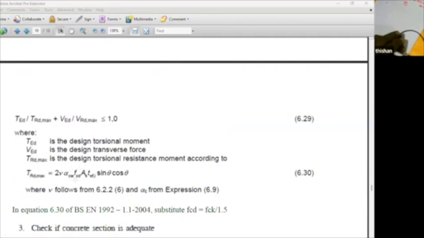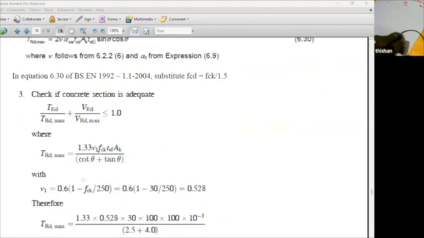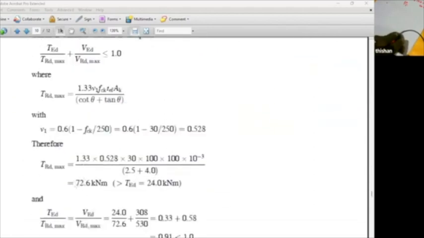30 divided by 1.5, then it is 73.4, yeah, 73.35. So you can see the answer given in the example is 72.6. Is that clear? It's pretty close, right?